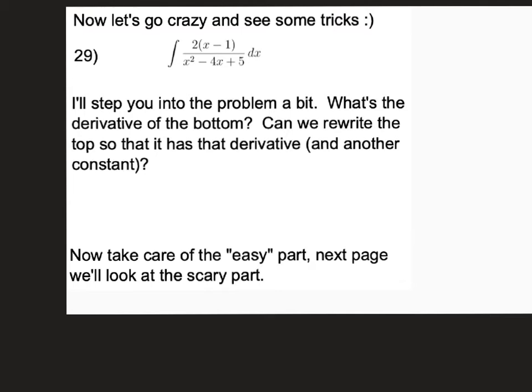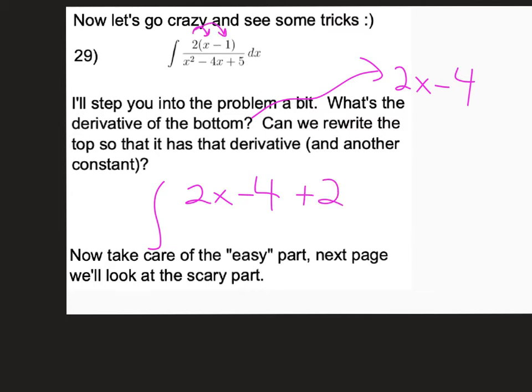So what's the derivative of the bottom? The derivative of the bottom is 2x minus 4. Can we rewrite the top so it has that derivative? So the top, I want to be 2x minus 4. Well, that's 2x minus 2. So if I put a plus 2 there, that'll be 2x minus 4 plus 2, which is 2x minus 2, which is what we started with, over x squared minus 4x plus 5.